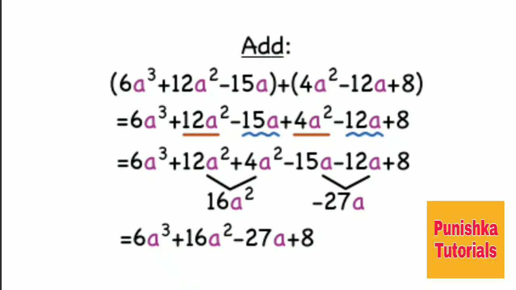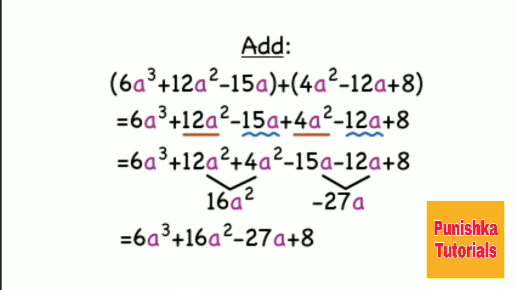While performing addition on any two or more given polynomials, you have to follow 3 steps. The first step is you have to arrange each polynomial in the decreasing order of their exponents or powers. Second step is you have to bring the like terms together. In case of vertical addition, you will write all the like terms one below the other. In case of horizontal addition, you will write the like terms together.